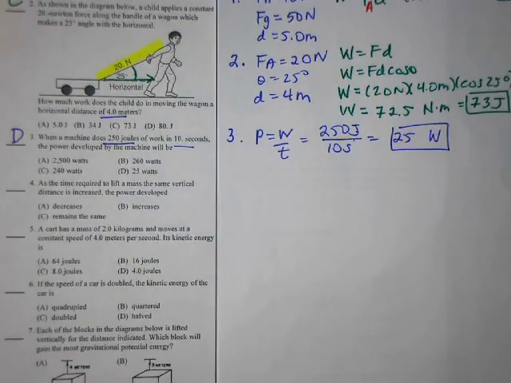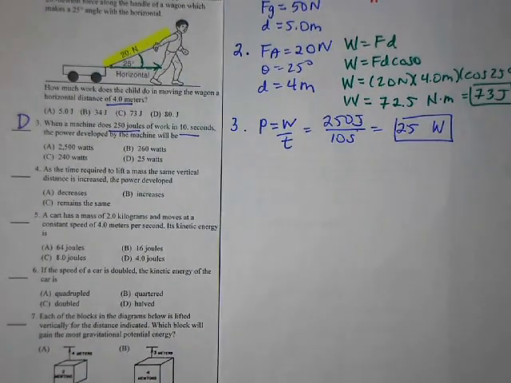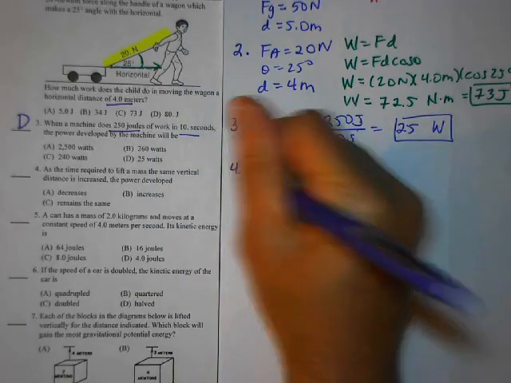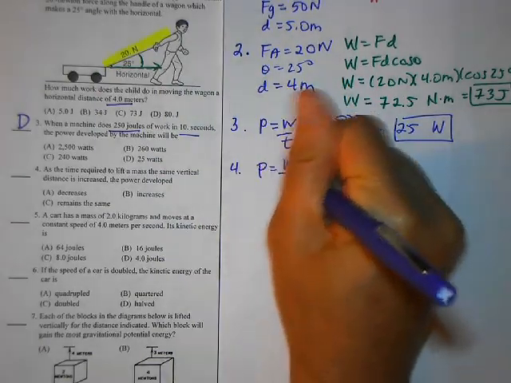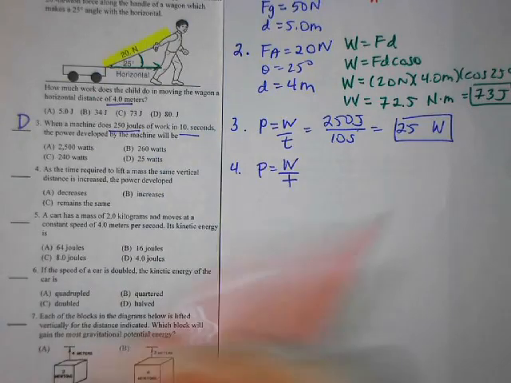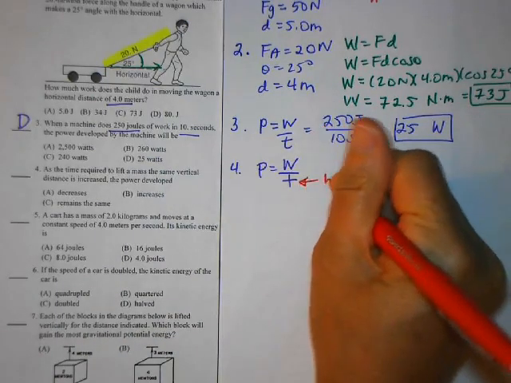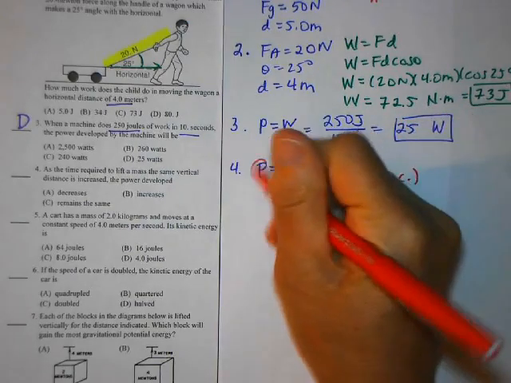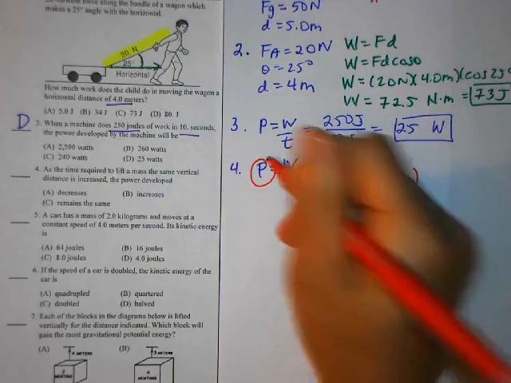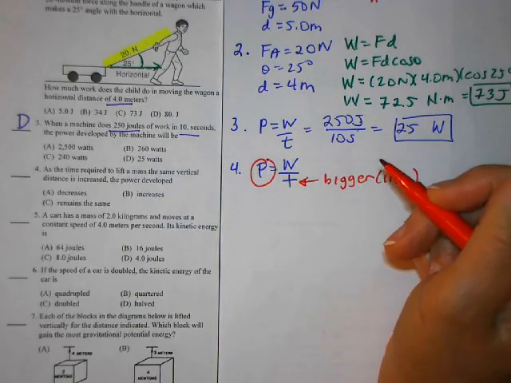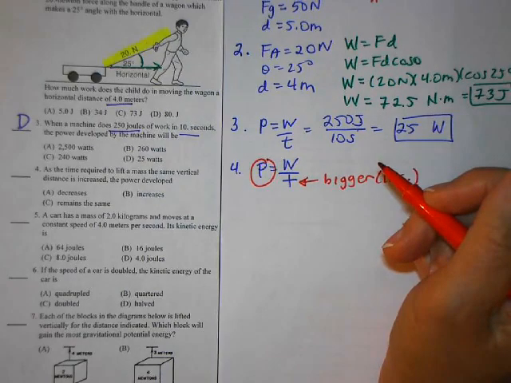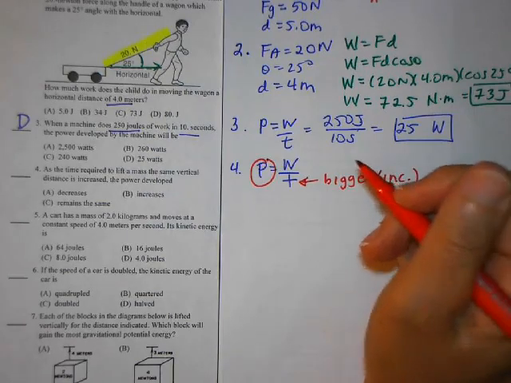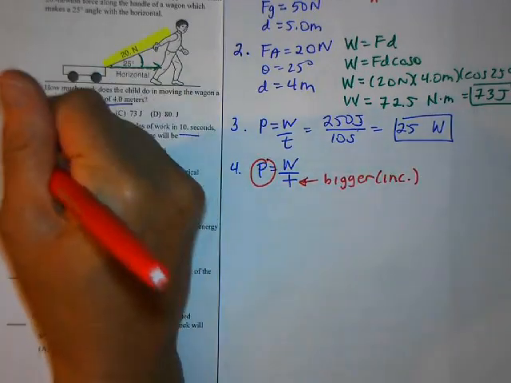Number 4. As the time required to lift the mass the same vertical distance increases, what happens to the power? So the first thing I'm going to do is write my equation. Power is work over time. So the question asks me, as the time increases, as this gets bigger, what happens to this? And we see that that is going to decrease because they're inversely proportional. So the answer to number 4 is A.